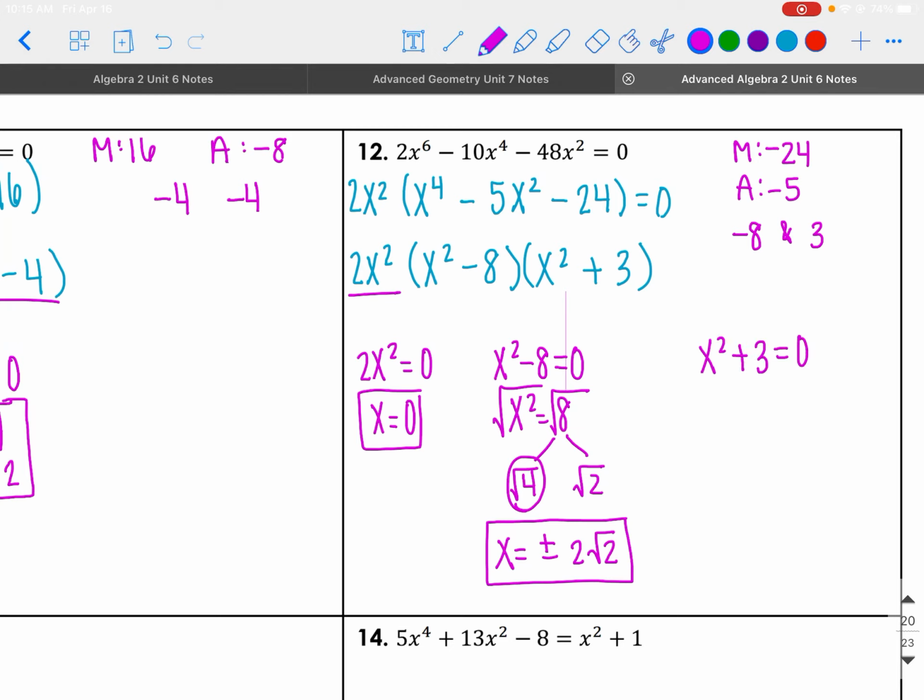Then we have x squared plus 3 equals 0. Subtracting 3 gives us x squared equals negative 3. And then we take the square root of both sides. Now, there is that negative, which comes out as i, but there's no perfect square that goes into 3, so we just leave it. And, oh, don't forget the plus or minus. i radical 3.